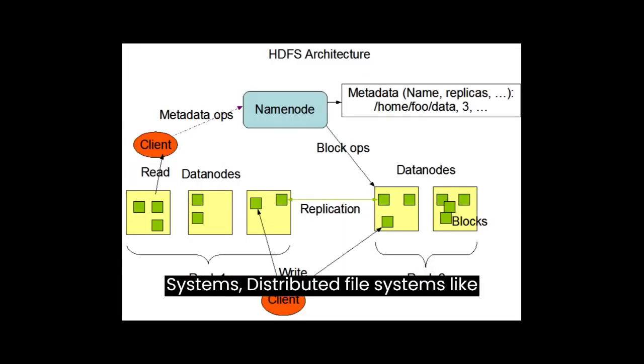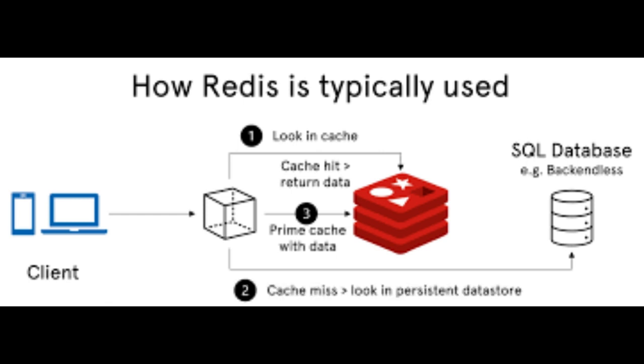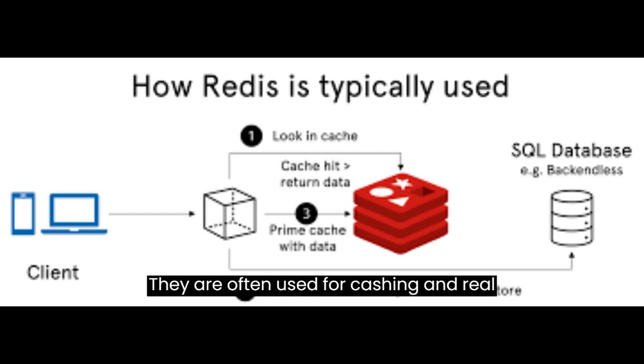Distributed file systems like Hadoop Distributed File System, HDFS, and distributed object stores like Amazon S3 provide scalable and fault-tolerant storage solutions for big data applications. In-memory databases like Redis and Memcached store data in RAM, enabling very fast data access. They are often used for caching and real-time data processing.